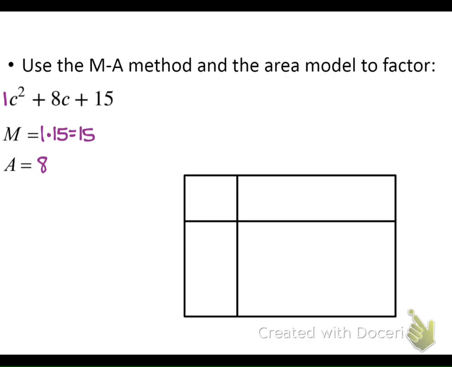Okay. So now you're going to look at your factor sheet. The M is 15, so you're going to find the 15 on your blue factor sheet, and determine which of these numbers you can add together to get 8. 3 and 5. Okay? This 3 and 5 then goes where on my area model? Top right and bottom left. Good, AJ.